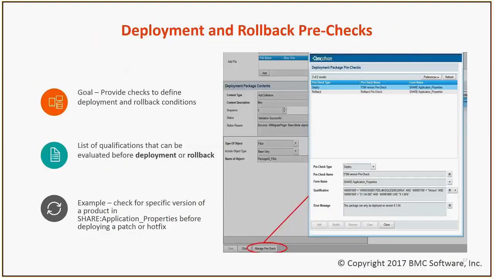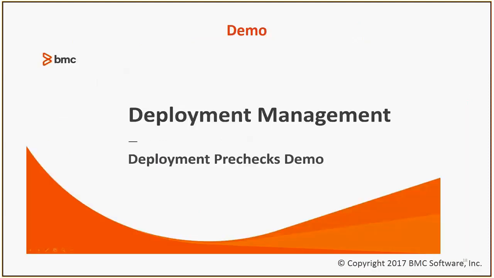This is a UI that shows you how you can define your pre-checks. For example, a pre-check is a qualification that's based off of any form in the system. Most likely, the form used will be share application properties since we're doing version checks, but you could use it with any other form in your system. And you can add a number of pre-checks, and you can tag it as a deployment or a rollback pre-check, and all of the qualifications are evaluated, and if any one of them is false, then the system will not allow you to deploy or roll back. Let's look at this demo that describes and shows you how these pre-checks are used.